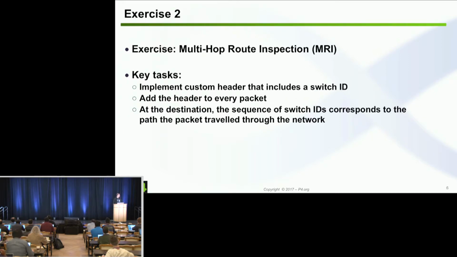The next task is the MRI multi-hop route inspector. The idea here is that you're going to have a custom header that contains the switch ID, and every time a packet arrives at the switch, it will append to this custom header with the switch ID. Then when a packet arrives at the destination, you can print out the sequence of IDs through which the packet traveled to learn the path that the packet traveled through the network.